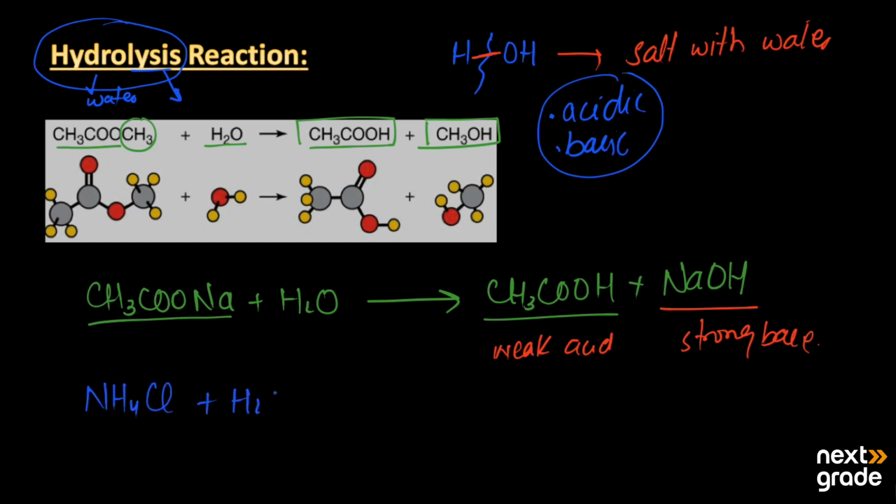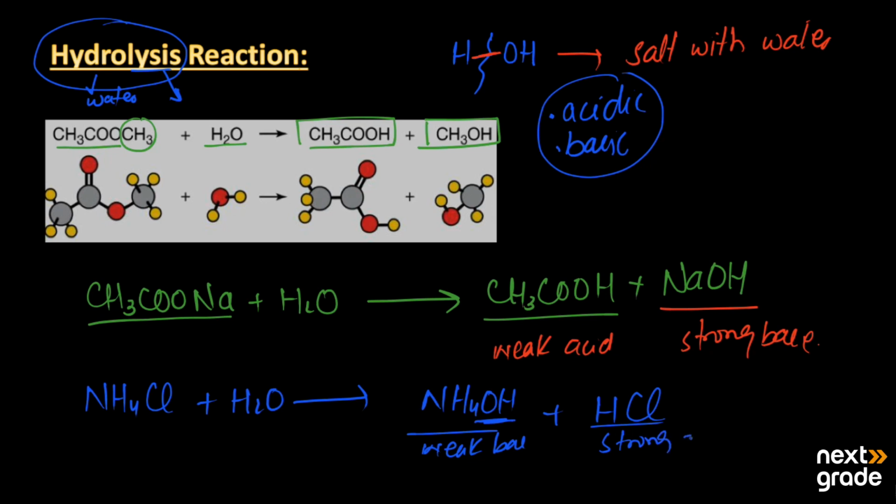On the other hand, we have a simple reaction with ammonium chloride. When it reacts with the water, it produces a weak base which is ammonium hydroxide. As it has a hydroxyl group, it is a weak base, plus the production of the strong acid which is HCl. It is a strong acid.